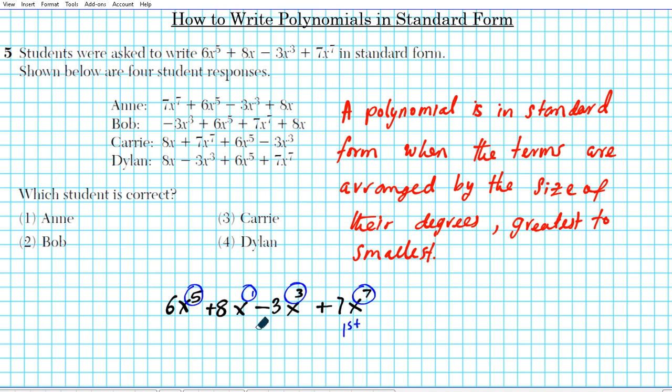And then we have 5, 1, 3. Which one is the next? Going from biggest to smallest. This will be the second term. Okay. And then this will be the third term. And this guy right here will be the fourth term.